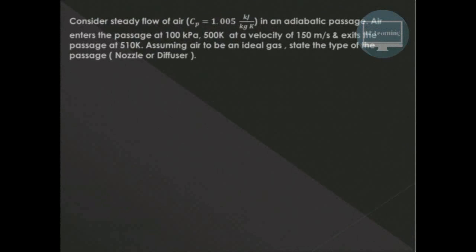So consider a steady flow of air through the adiabatic passage. The specific heat at constant pressure of air is given as 1.005 kilojoule per kg Kelvin, and air enters at this particular initial condition. So pressure is 100 kilopascal, temperature is 500 Kelvin, and velocity is 150 meter per second, and it exits the passage at a temperature of 510 Kelvin. And assuming it to be an ideal gas, we have to state which type of the passage it is, whether it is a nozzle or diffuser.